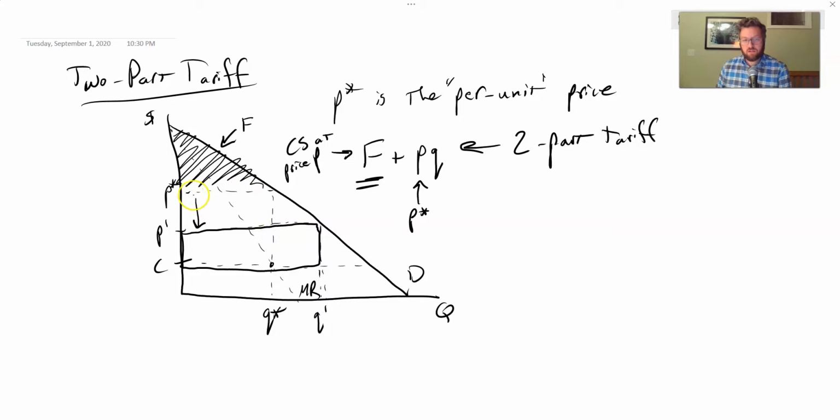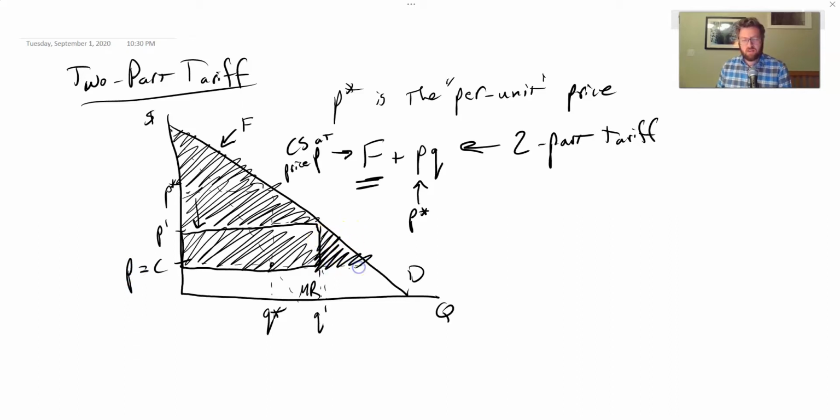But notice that the consumer surplus is bigger here. And notice that we get this whole area, which is bigger than the area we got under the monopoly plus a fixed fee. And in fact, you can do even better than this. You should set your price equal to marginal cost and choose a gigantic fee F that covers this whole area.